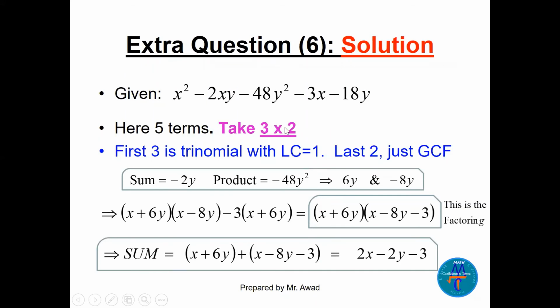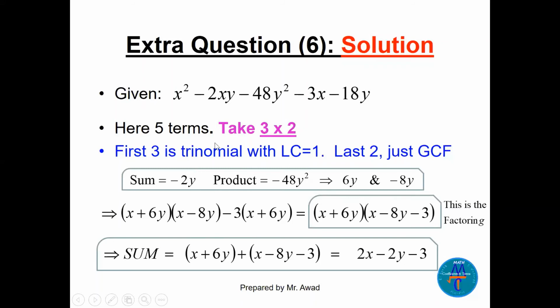Here I have 5 terms. 5 terms, usually I take 3 and 2. I try to see here in the question, what are 3 terms related so that I can factor them. I think I have x squared, xy, 48y squared. Yeah, see the first 3, a trinomial with leading coefficient 1. And the last 2, minus 3x minus 18y, only just GCF. There is a common factor here, minus 3.